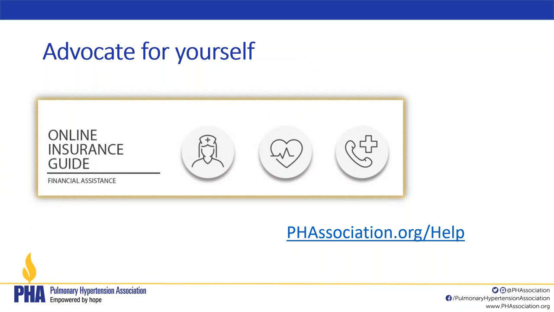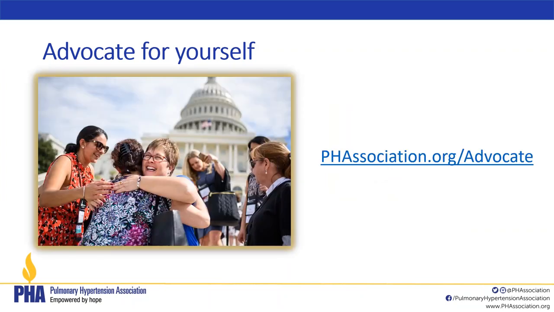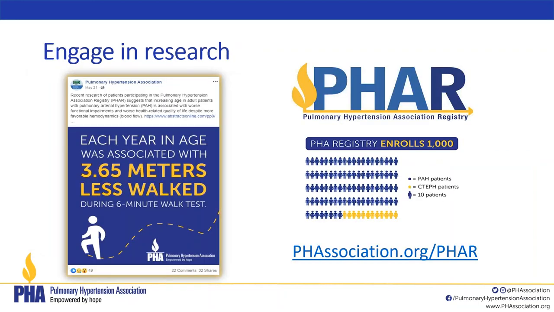We have a number of resources to help you advocate for yourself, such as an online insurance guide, which includes things like co-pay assistance programs and different information about ways to help pay for your treatments, as well as other things like prior authorization forms and things like that to help you get through insurance to get your medications and treatments paid for. We also have programs to help you advocate to policymakers about policies that are good for the PH community.